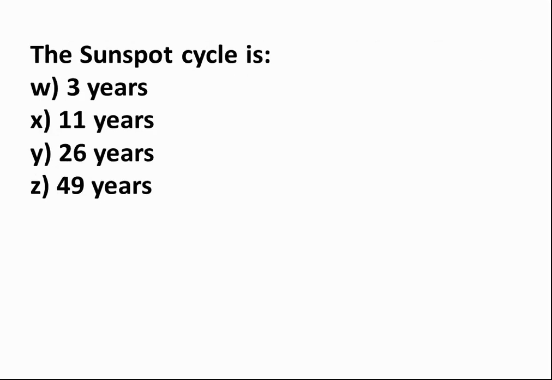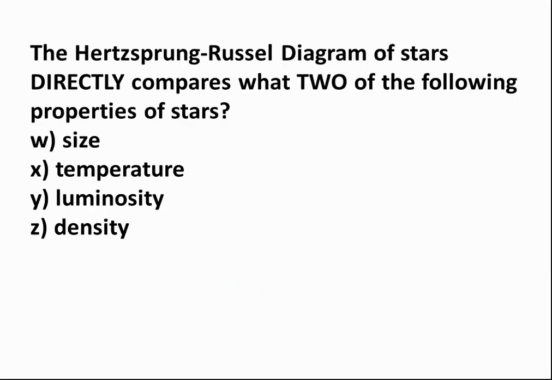The sunspot cycle is W. 3 years. X. 11 years. Y. 26 years. Z. 49 years. Answer: X. 11 years. The Hertzsprung-Russell diagram of stars directly compares what two of the following properties of stars?